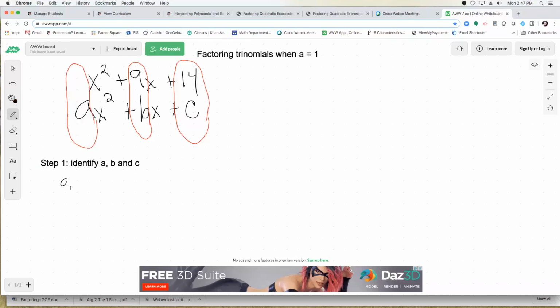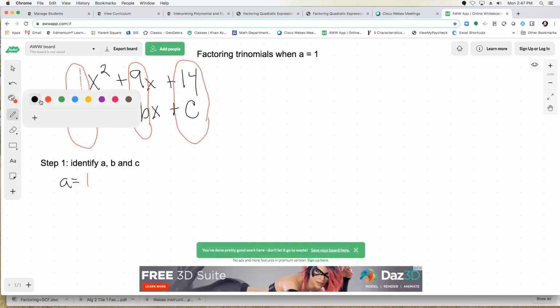So we'll say A. Since there's no coefficient right here, it's kind of invisible. We assume it to be 1. There is an invisible 1 right here, we just don't write it. So A is 1. B is 9, right? We paired up B and 9 together. B equals 9. And C is 14.